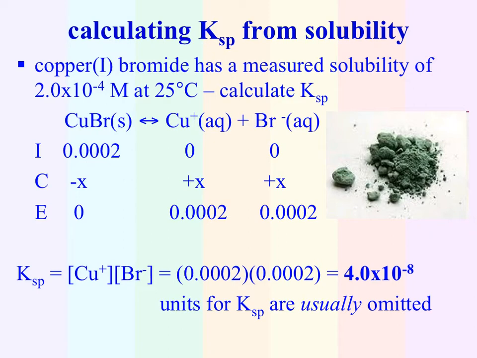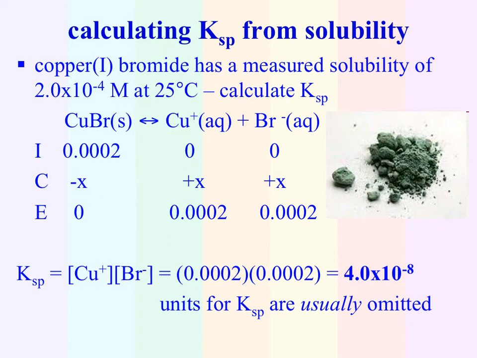And we take that value and plug it into an ICE table. But before we plug it into our ICE table, we want to know what components we have in our ICE table. So copper 1 bromide, we have that as our solid. And what we're assuming is that it ionizes completely into copper +1 and bromide ions. We then set up our ICE table accordingly, just like we have in the past. We plug in our initial concentration of what we know, which is copper 1 bromide. We're going to assume that initially we have no copper +1 or bromide ion.